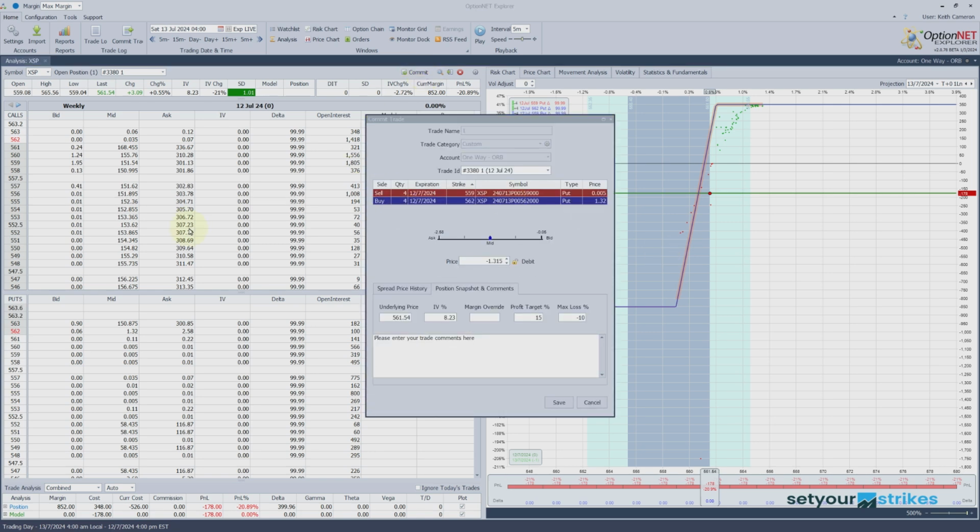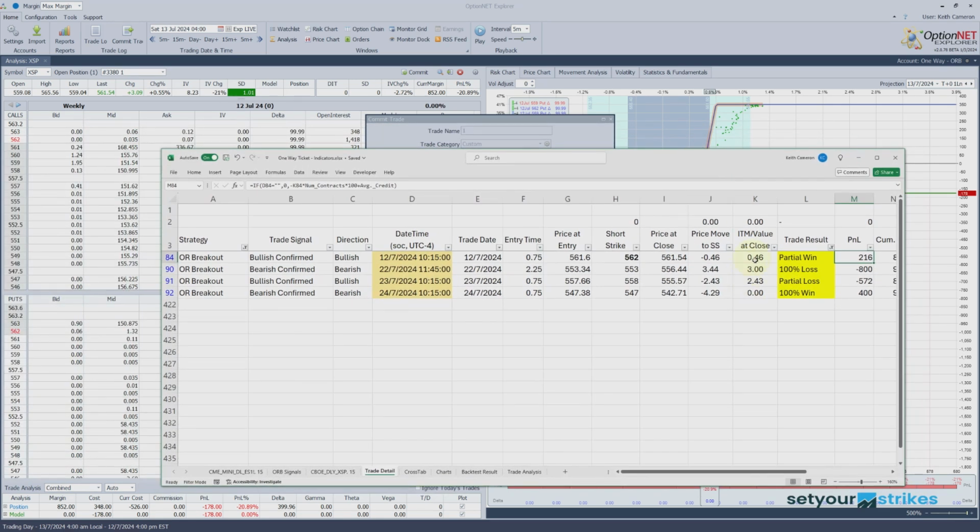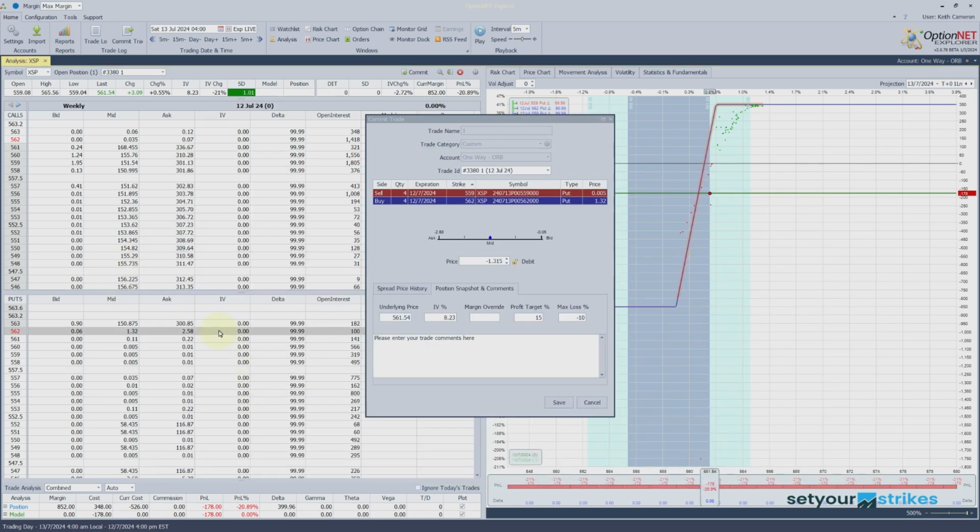I have a spreadsheet, so I know what the actual correct closing price is because we calculated that, right? It is 46 cents. Our strike price is 562, that's our short strike. Our price at close is 561.54. That is right, so the data is correct. It's using the wrong source. It's using the options prices to derive its price.